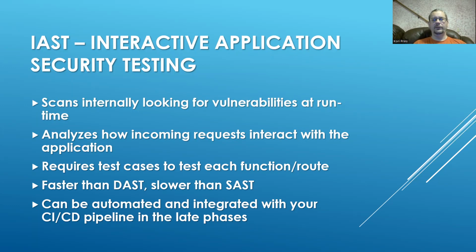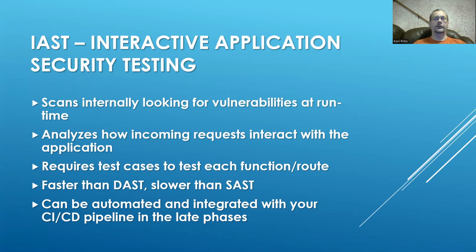In addition to that, it's able to provide necessary details to the developers, such as stack traces, which will make it easier for them to retroactively fix the vulnerability. It does also require test cases to test each route and function. But many IAST solutions will also tell you which routes or functions have been executed and tested and which ones have not yet been tested, which will give you a little bit better ability to know where gaps are in your testing and fix those gaps.